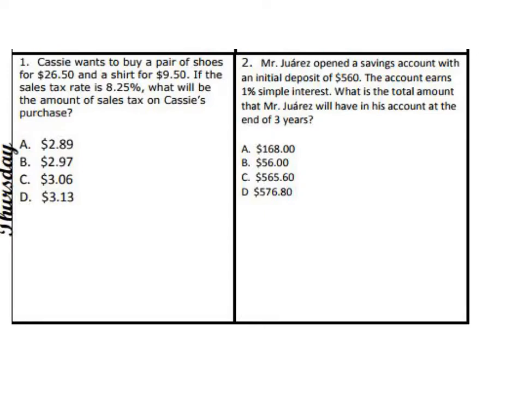Okay, so the warm-up for Thursday, we're going to go ahead and do number 1. And if you notice, it does have percent, so we might use the one chart, right? Okay, so Cassie wants to buy a pair of shoes for $26.50 and a shirt for $9.50. If the sales tax rate is 8 and 25/100 percent, what will be the amount of sales tax on Cassie's purchase?